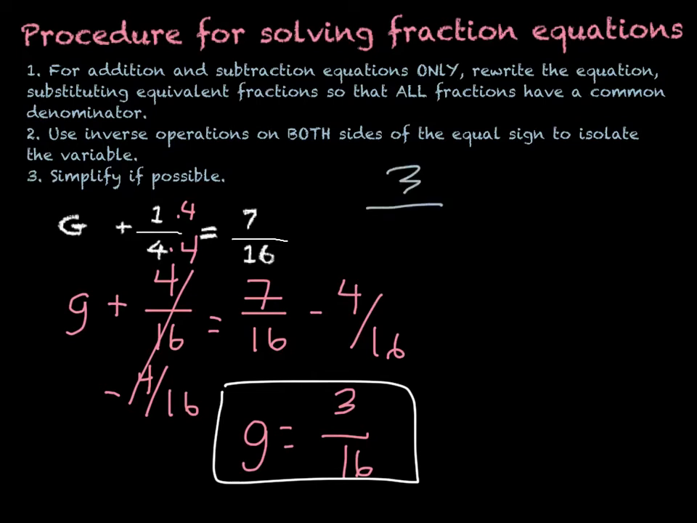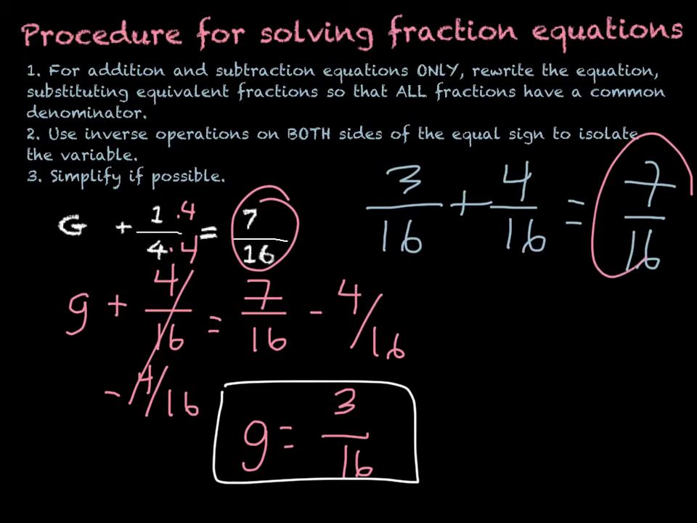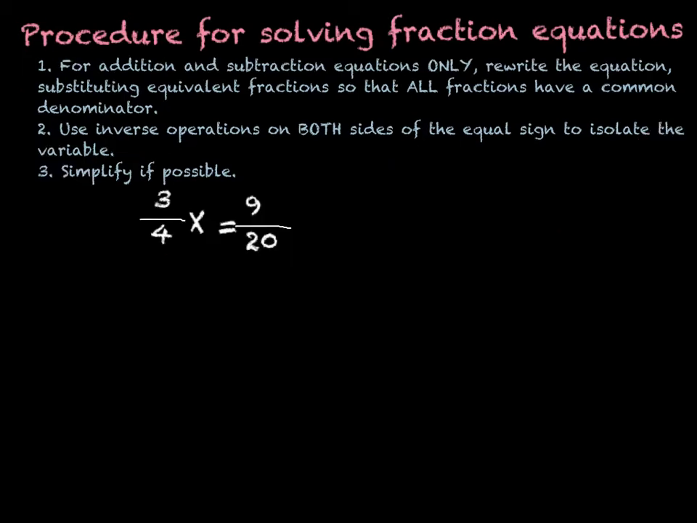So if I have 3/16, from my original problem, I'm going to add 1/4, except instead of adding 1/4, I'm going to add 4/16, because I know that 1/4 and 4/16 are equivalent. And if I add those, I will get 7/16. Since my 7/16 here matches 7/16 in my answer, I know that I got my answer correct.